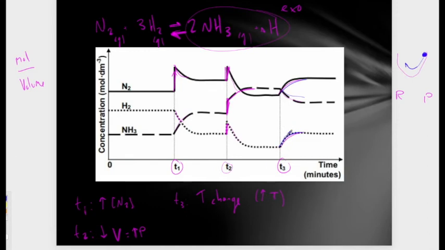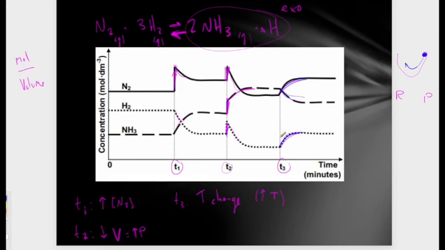They all changed slowly and steadily. I didn't have a big dramatic change. I didn't suddenly inject more nitrogen or change the volume of the reaction vessel or anything like that. The change is slow and gradual for all of them, so that's indicative of a temperature change.